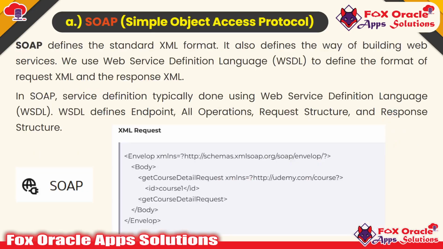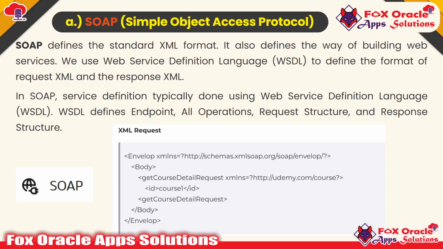So let's talk about SOAP web services. SOAP defines a standard XML format, and when we say a standard format, it means that when we invoke any SOAP web service, the type of data we can pass or retrieve is in XML format only. It also defines a way of building web services. We use the Web Services Description Language, known as WSDL, to define the formats of request and response payloads for XML APIs.